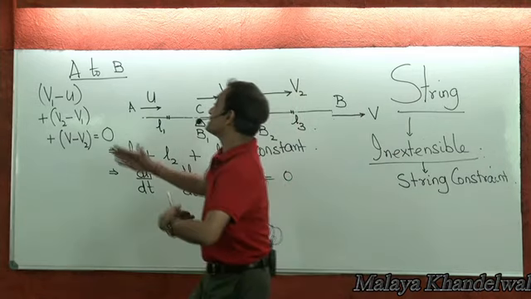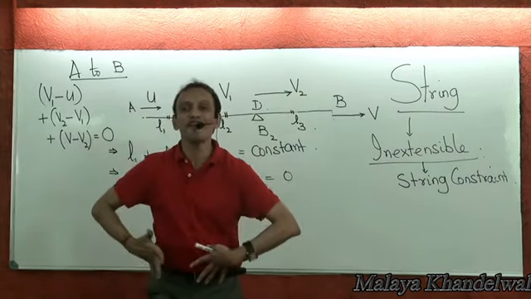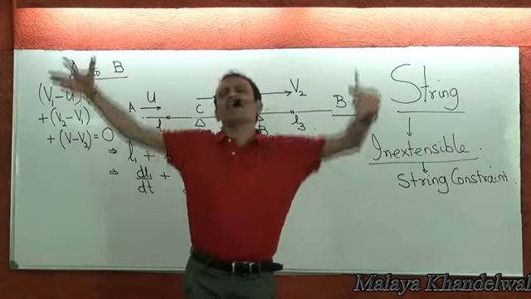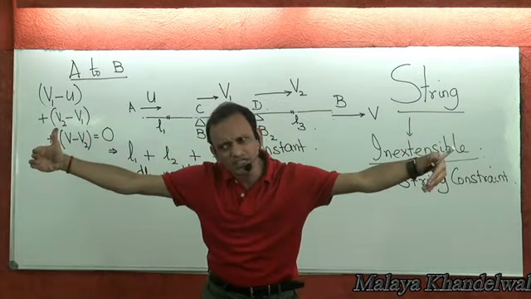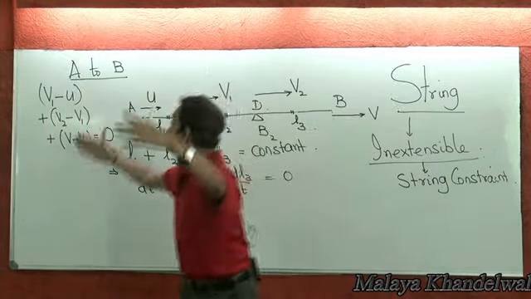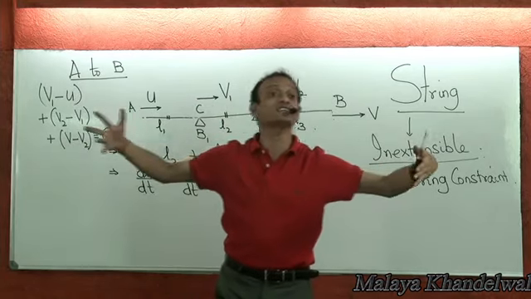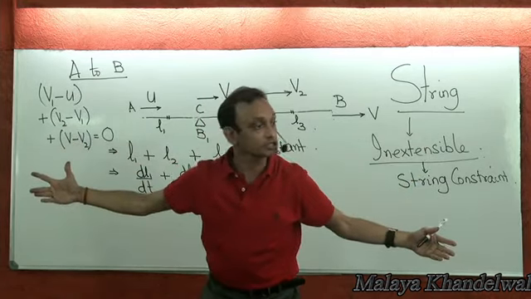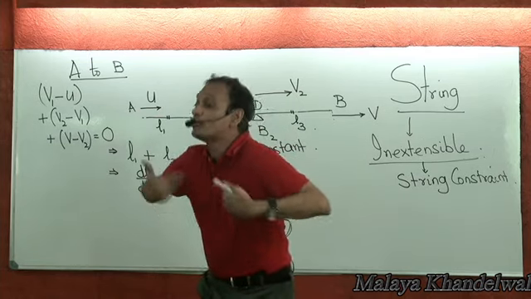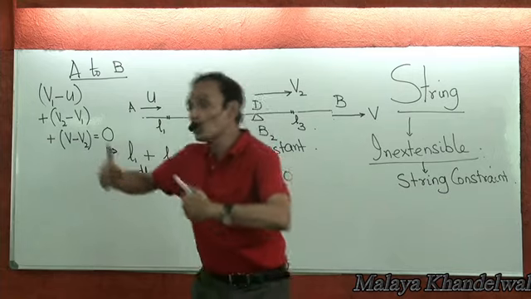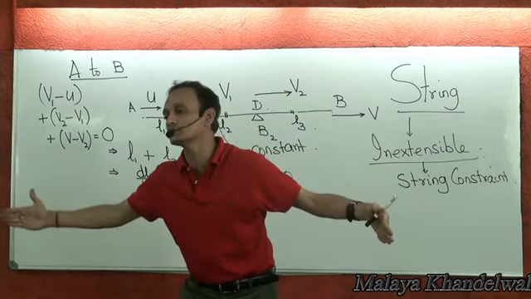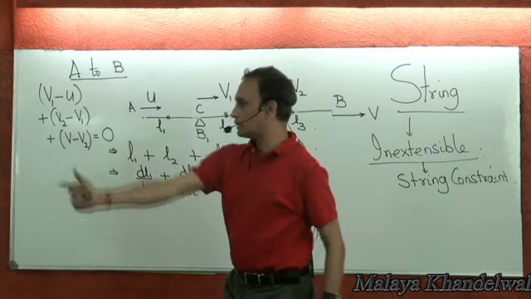This therefore is a kinematic representation of string constraint. This is just a kinematic representation of the fact that the string length is a constant, nothing else, right? Kinematically, that means in terms of the velocities of nodes or bridges that occur along the length of the string during our traversal of the string. Clear?